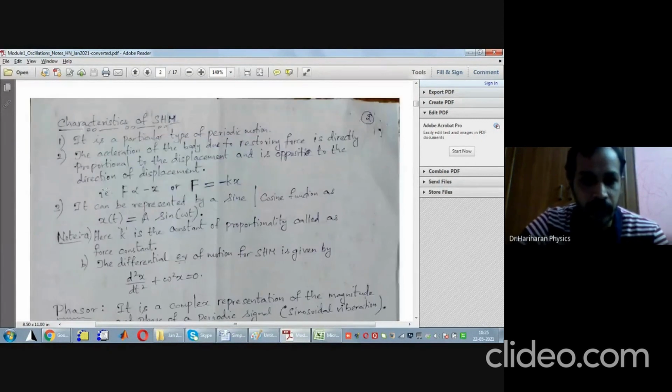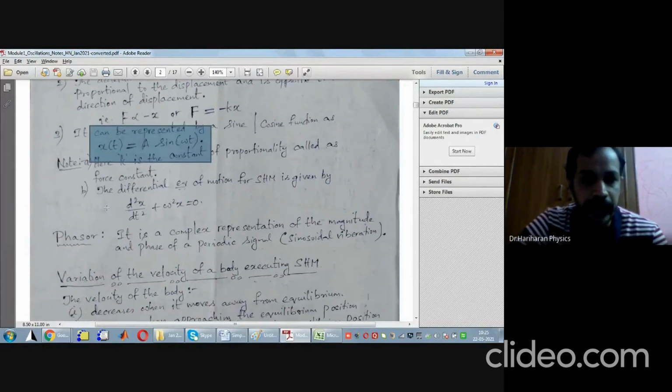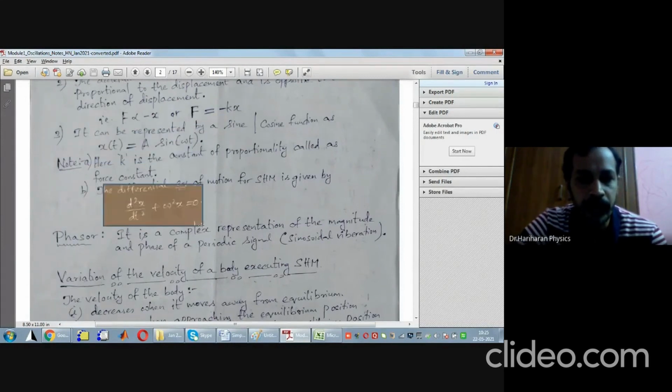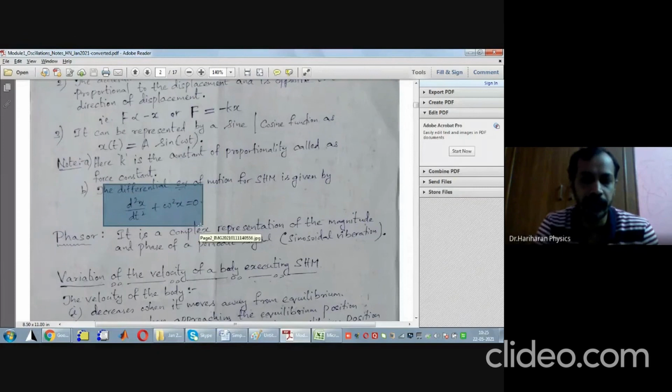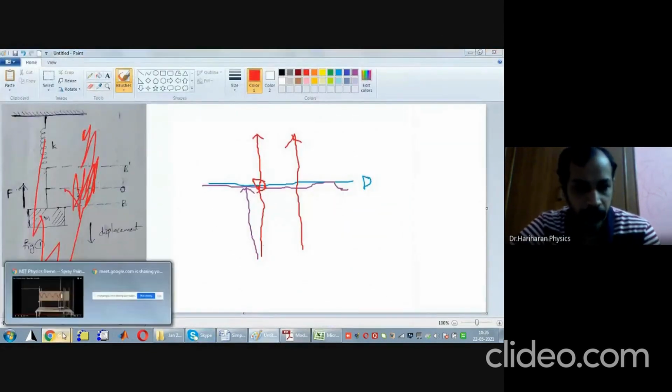Then I also told that all simple harmonic motion can be completely described by a sinusoidal signal, x of t equal to A into sine of omega t. And then we derived this equation for simple harmonic motion, that is d square x by dt square is equal to minus omega square x, or acceleration plus omega square x equal to 0. Okay, I'll stop here.